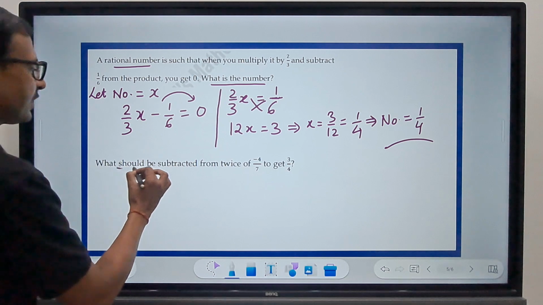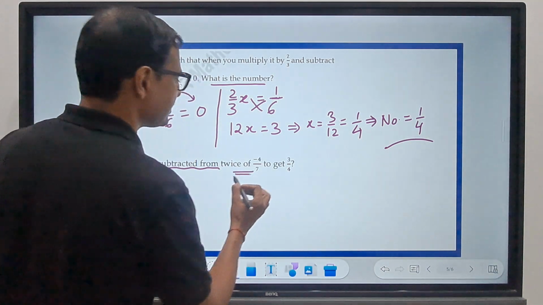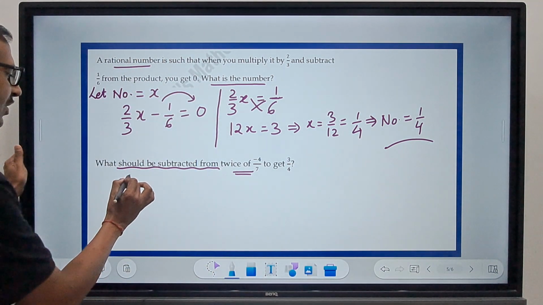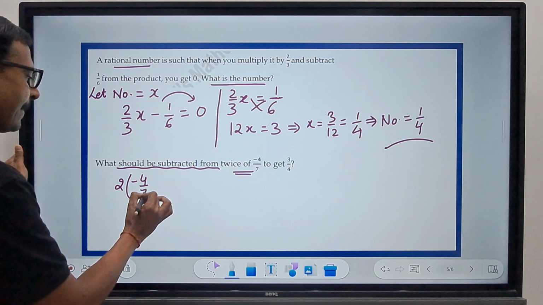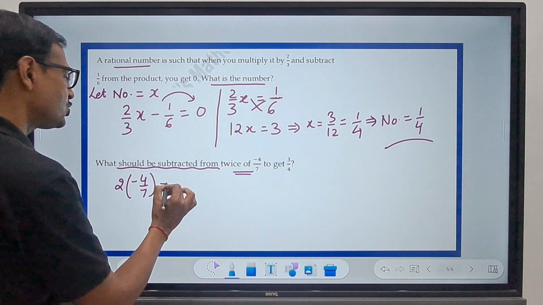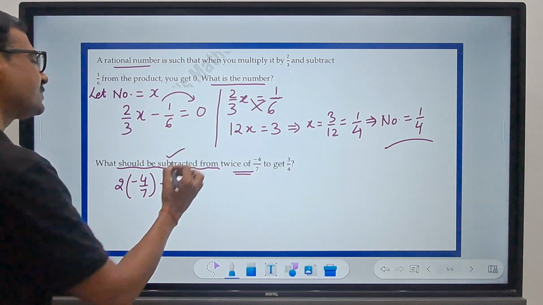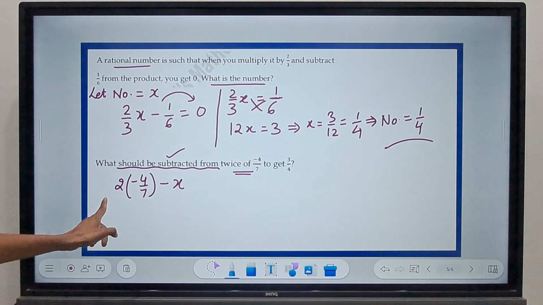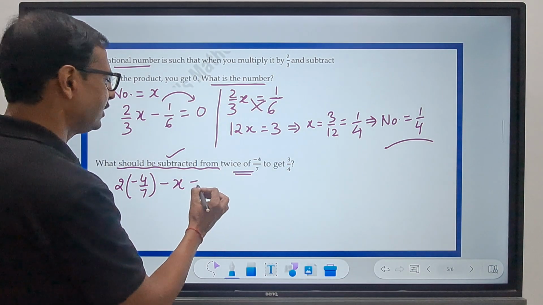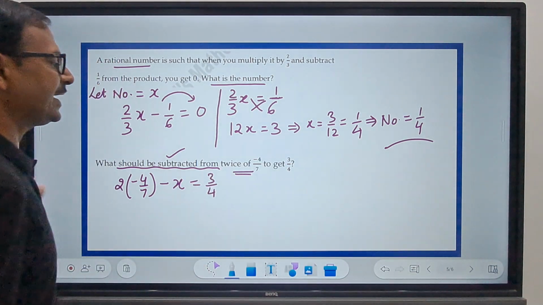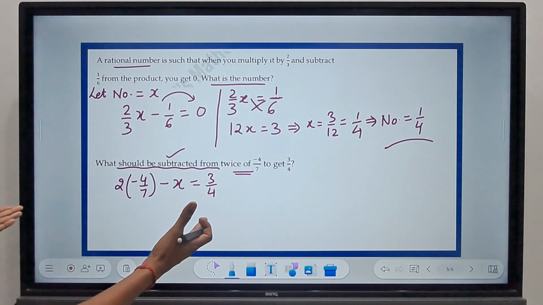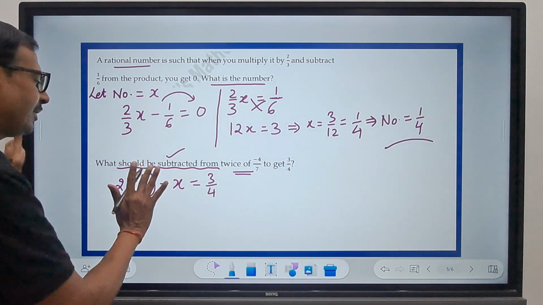What should be subtracted from twice of this? So twice of minus 4 by 7. And he is asking us what should be subtracted. So let x be subtracted, okay, from twice of this number to get 3 by 4. Now that is the question. And again, isolation of the variable. Now isolation of the variable is easy here.